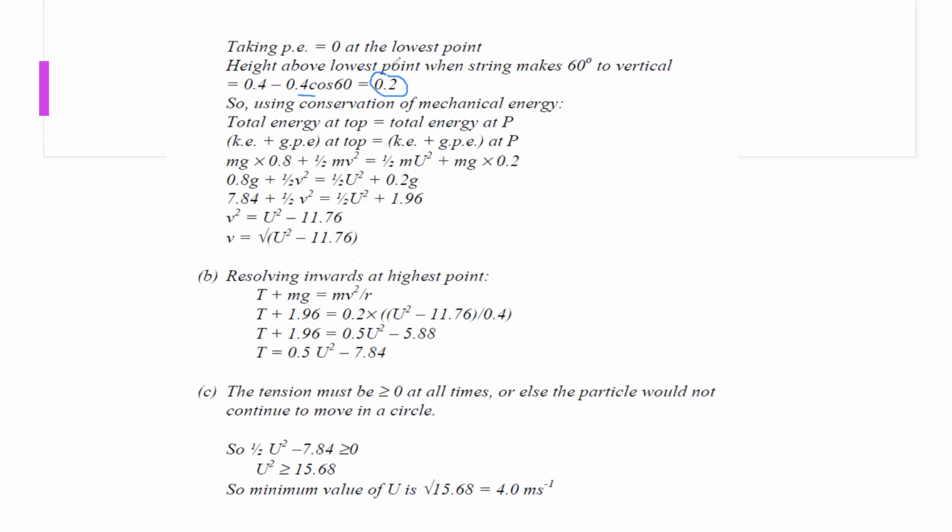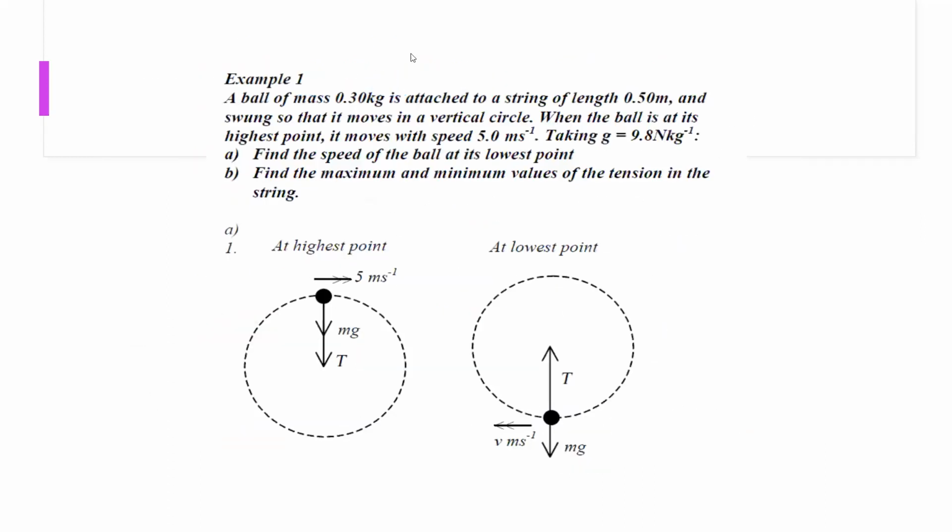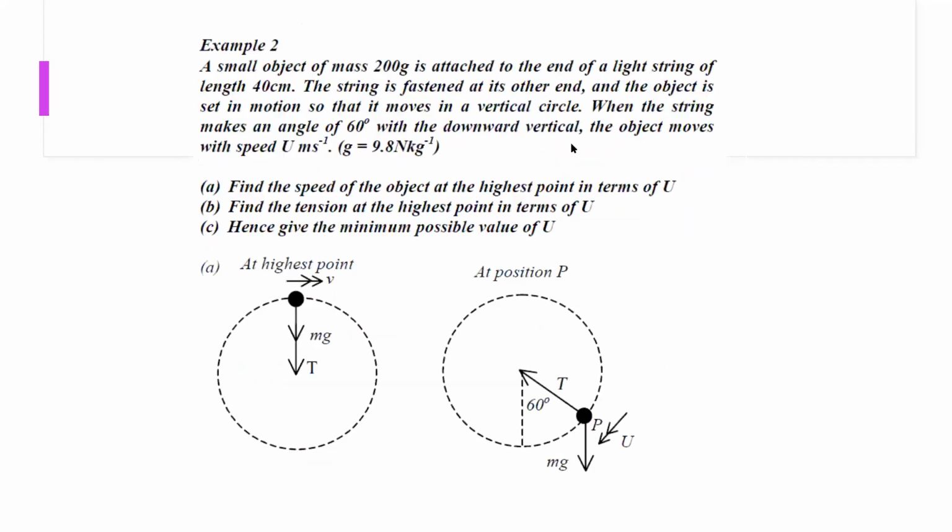Then we will apply the conservation of energy, because in the previous example, at the highest point, it was having potential energy and kinetic energy, and at the lowest point, it was having only kinetic energy. But in this example, this object will have both energies, potential as well as kinetic. So basically we'll say total energy at highest point is equal to total energy at point P. And what is the total energy at highest point? It's potential plus kinetic. And what is the total energy at the lowest point? It is potential plus kinetic.